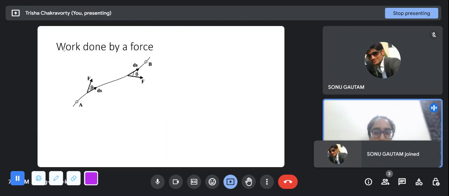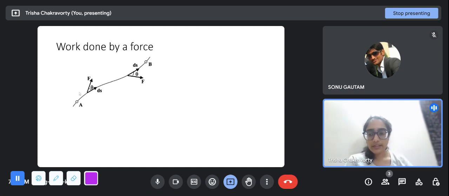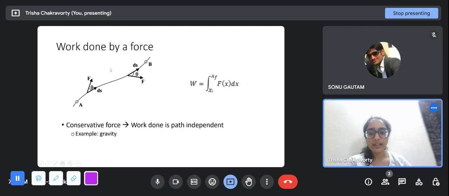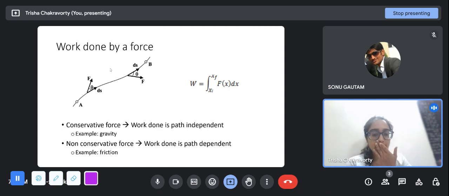The work done by a force is defined as the integral of force dot displacement, the differential displacement, when we go from point A to B. It will be the dot product of the force and the differential displacement, that is F ds cos theta, from A to B. There are two kinds of forces related to the work done by it. One is a conservative force, where the work done is path independent, for example gravity, and another is non-conservative force, where the work done depends on the path, for example friction.